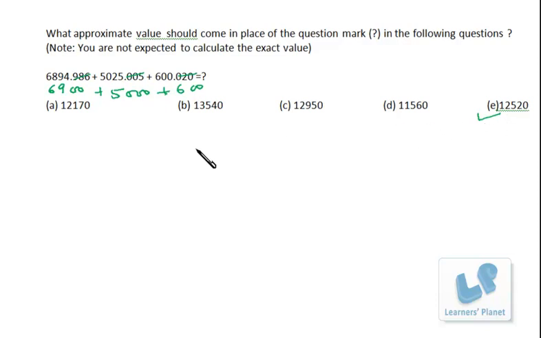So whenever you have to get the approximate answer of a calculation, just observe the options. If the options give you the opportunity that they are like 100 to 200 apart from each other, then you can approximate like this, right? Let's take the next problem.